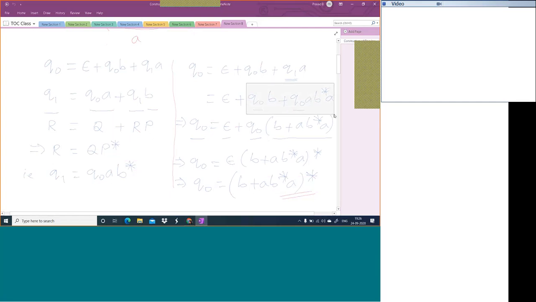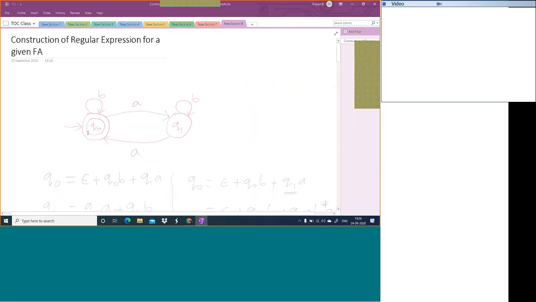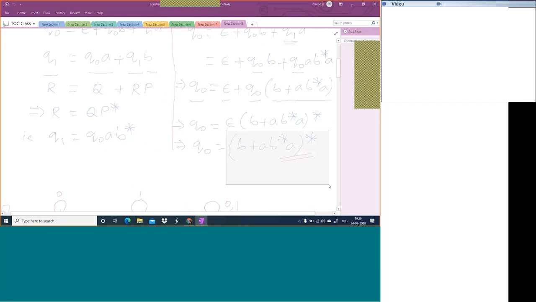From these two terms we can take Q0 common. If I take Q0 common, it will be B plus A B star A. Now this whole equation is R equal to Q plus R P, that is R equal to Q P star. P is this one, and epsilon for anything is the same. So B plus A B star A whole star. And what is the final state? Q0 is the final state. And this is the answer for the final state: B plus A B star A whole star.